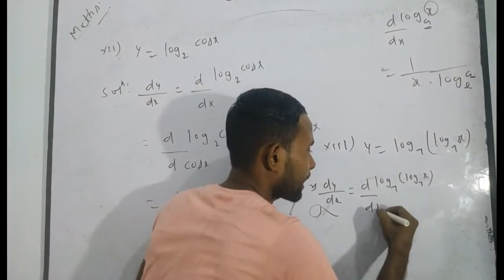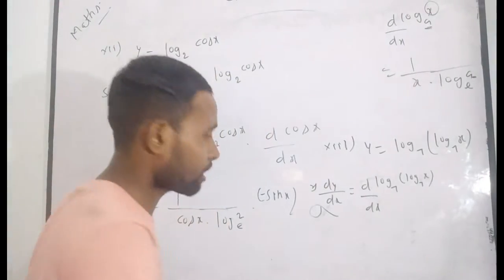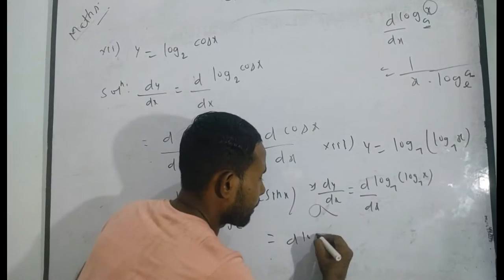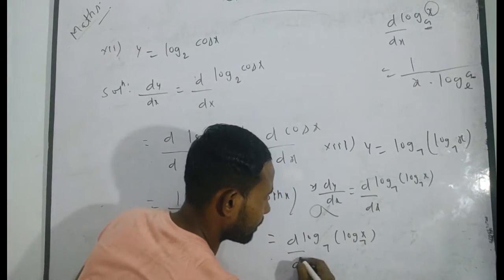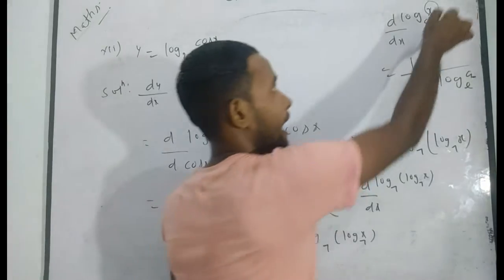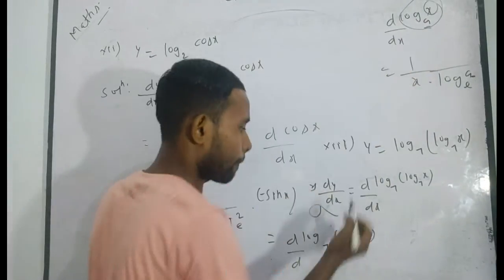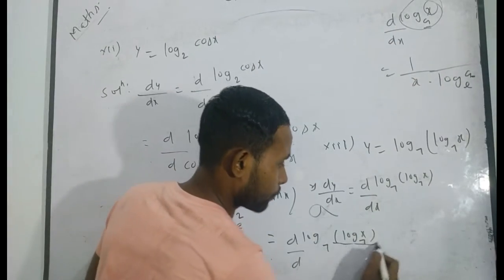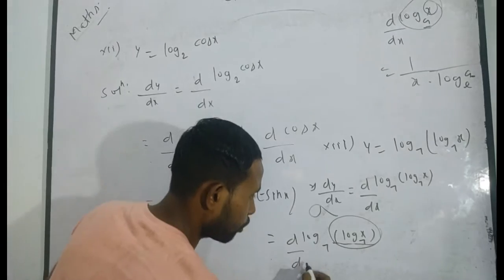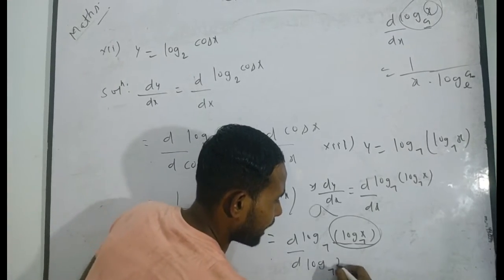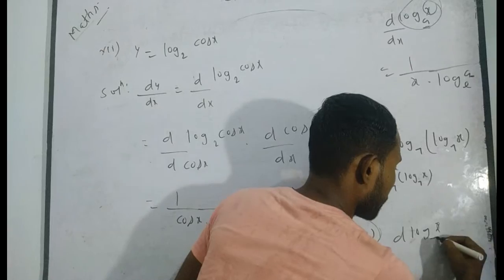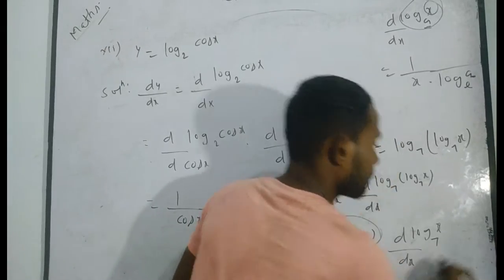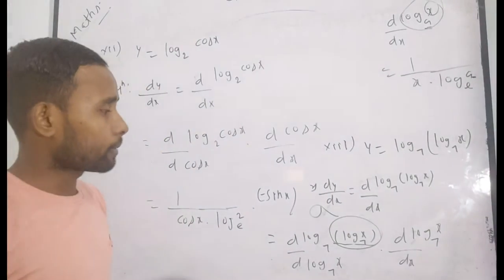Again you have to differentiate x, but you can't differentiate with respect to x. You have to again take the derivative of log x to the base 7. Firstly, which function? As you know that this is in this form, so in place of x, you have to first differentiate log x to the base 7. Again you have to differentiate log x to the base 7 with respect to x. This is your actual form.